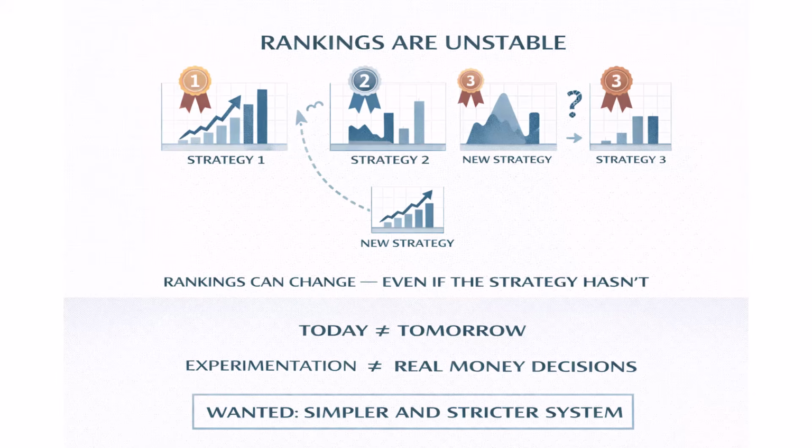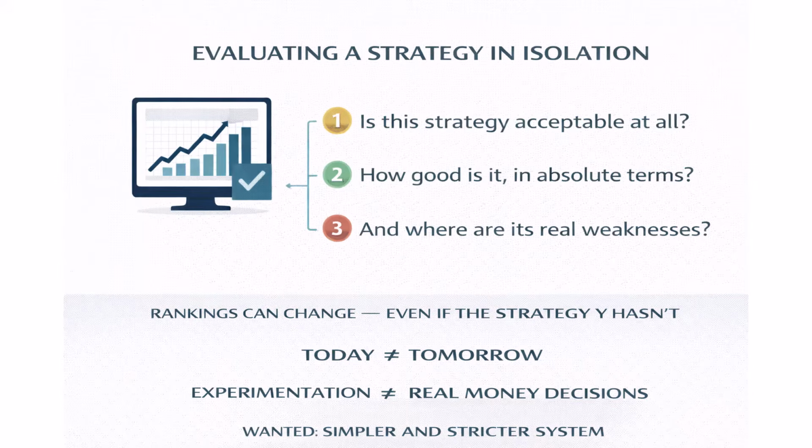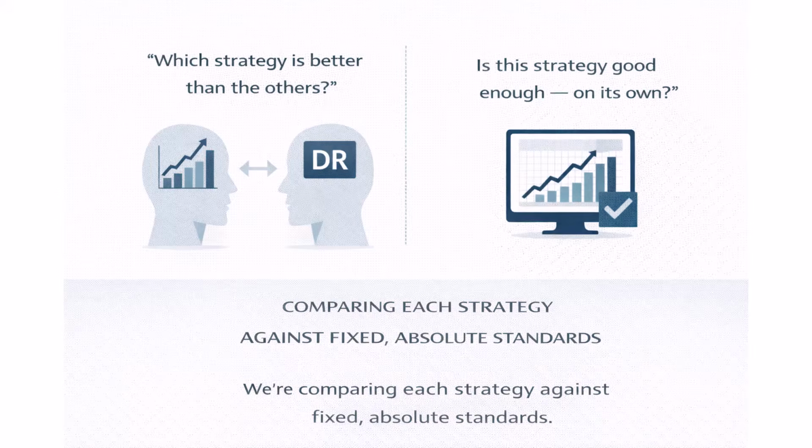What I wanted instead was something much simpler and much stricter. I wanted a system that could look at a single strategy in isolation and answer 3 very basic questions. Is this strategy acceptable at all? And how good is it in absolute terms? And where is its real weakness? And that's the mindset shift that led to the scoring system I'm going to show you next. Instead of asking which strategy is better than the others, I started asking a different question. Is this strategy good enough on its own?